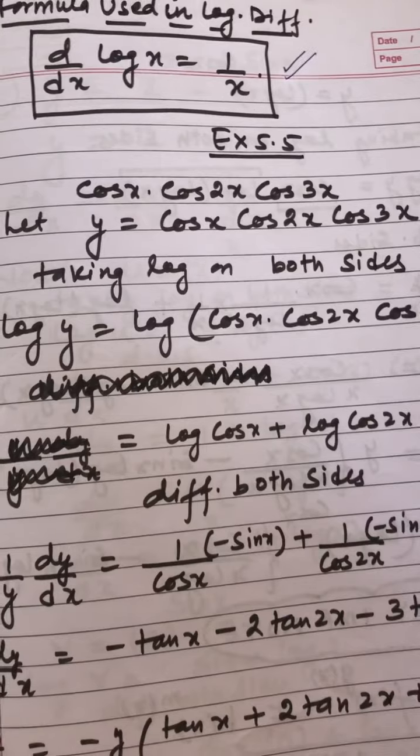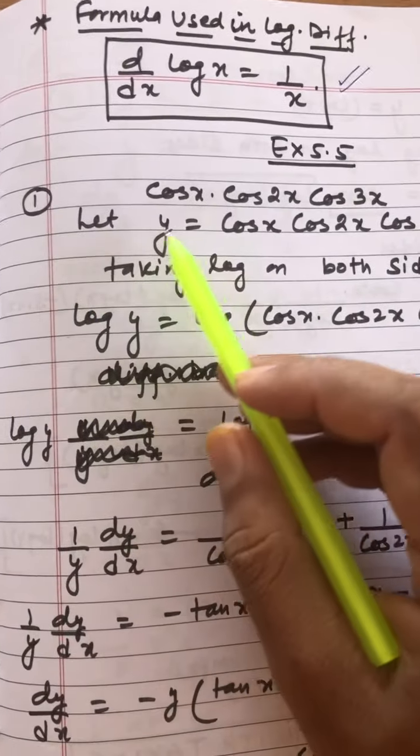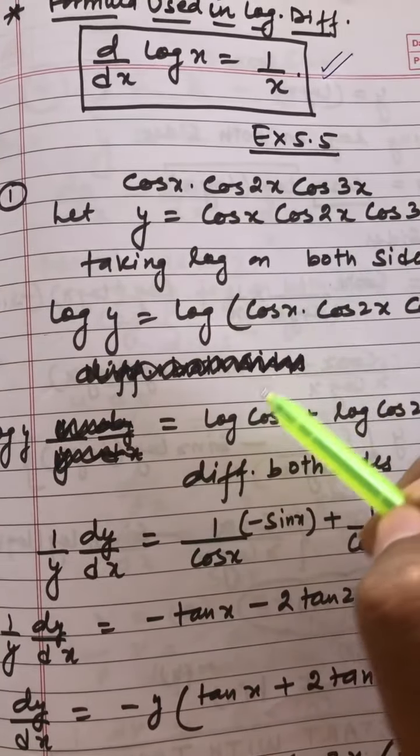Now comes the formula used in logarithmic differentiation, very easy. Differentiation of log x is 1 by x. So only this formula will apply. Now exercise 5.5. In this I am taking only important questions which are asked in the board. First I will take a basic question, and whichever questions I tell you, go through those questions from the exercise. So the first question is cos x, cos 2x, cos 3x.